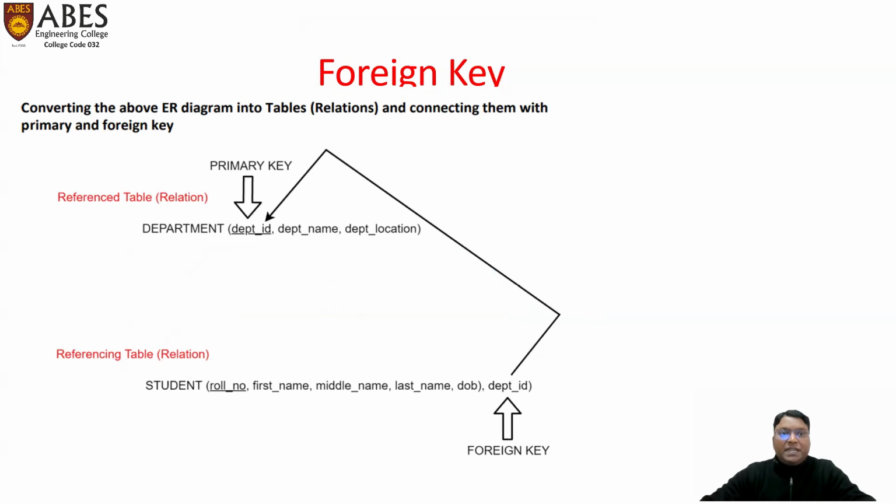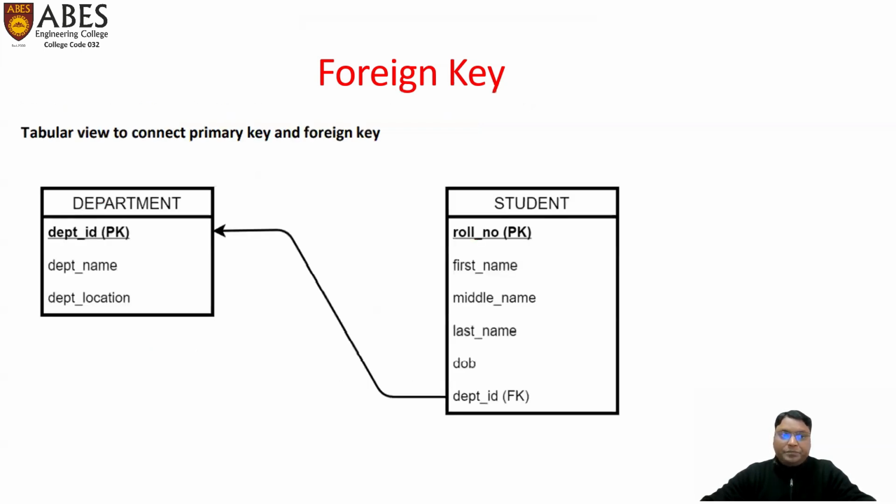Converting the above diagram into tables and connecting them with the primary key and foreign key. Suppose we have the reference table department with department ID, department name, and department location, where department ID is the primary key, and it is referenced in the student table. Roll number, first name, middle name, last name, and DOB are part of the student's table, but department ID will act like the foreign key and its value is given in the department's table. So this is the concept of foreign key.